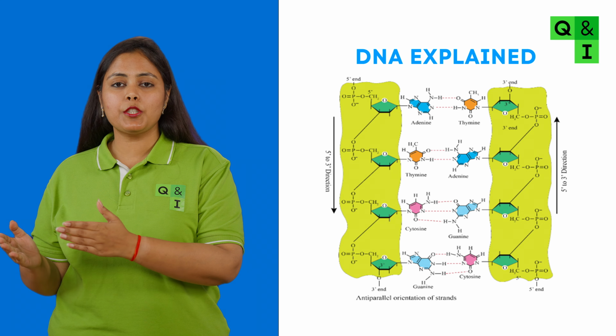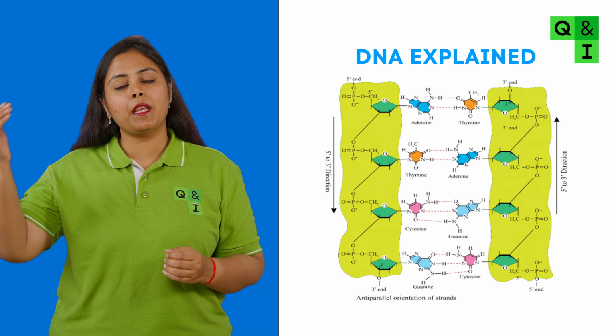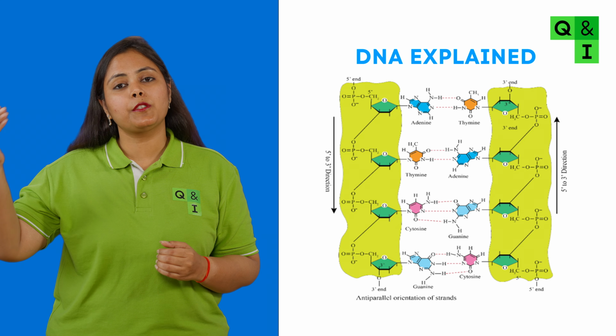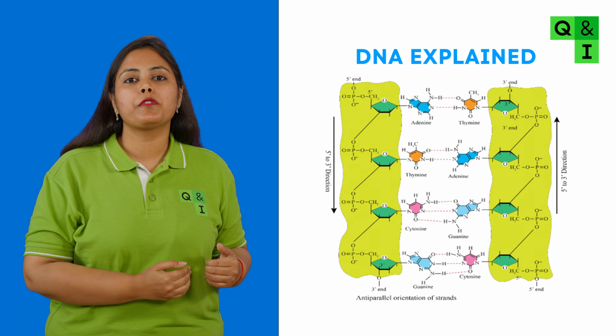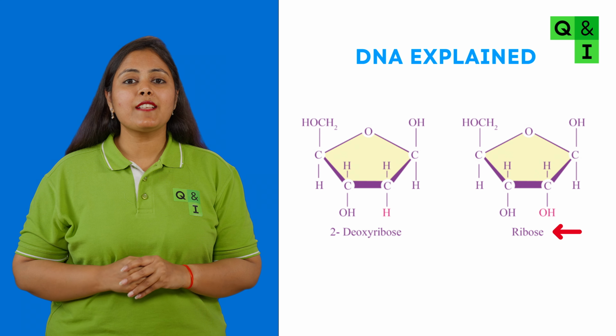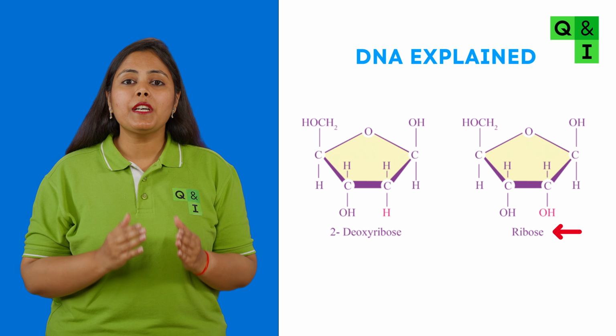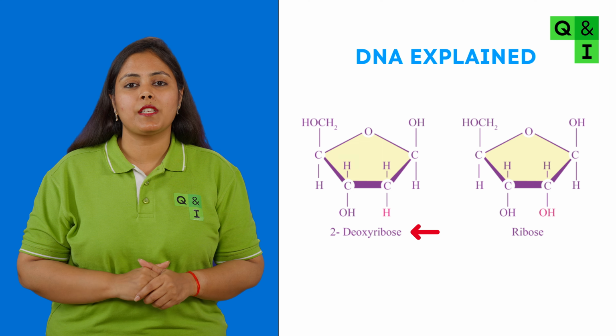Whereas in the other chain of the DNA, you have an opposite polarity, that is 3' to 5', where you have a 3' hydroxyl group free at one terminal and you have a 5' phosphate group present at the next terminal. However, students, in case of RNA, the sugar is ribose, whereas in DNA, we call the sugar as deoxyribose.